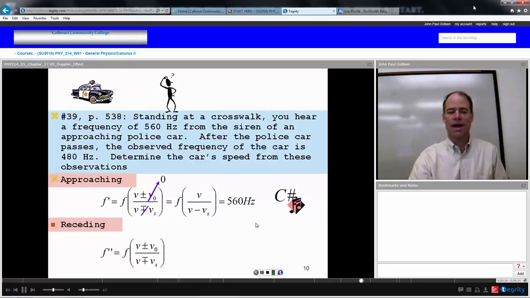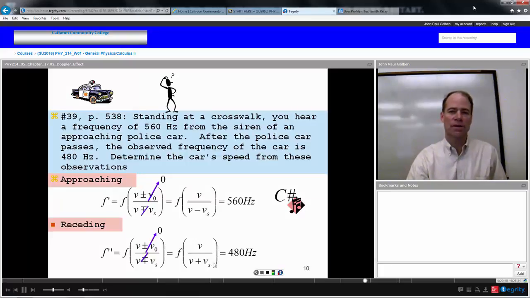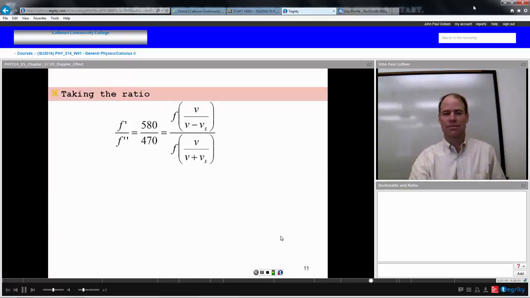And then, as the source moves past and is backing away, again we have the velocity of sound in the numerator, but now we're going to have the velocity of sound plus the velocity of the source because we're backing away, so we're going to use the bottom plus sign in the denominator for the source, and we were told that that was 480 hertz. We still don't know what the actual frequency of the source is, but we're going to take the ratio of these two equations, and if we do that, we'll have 560 divided by 480.